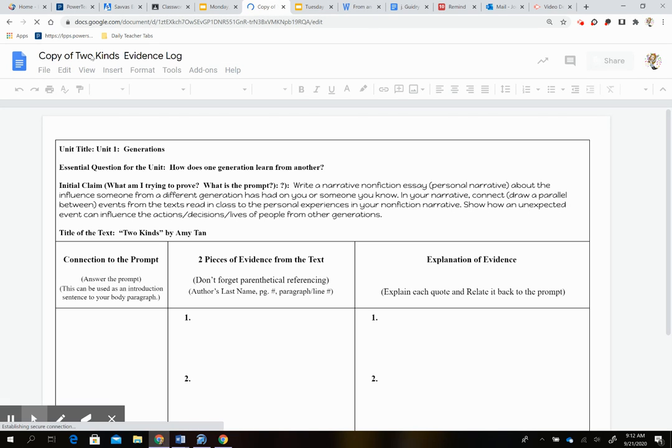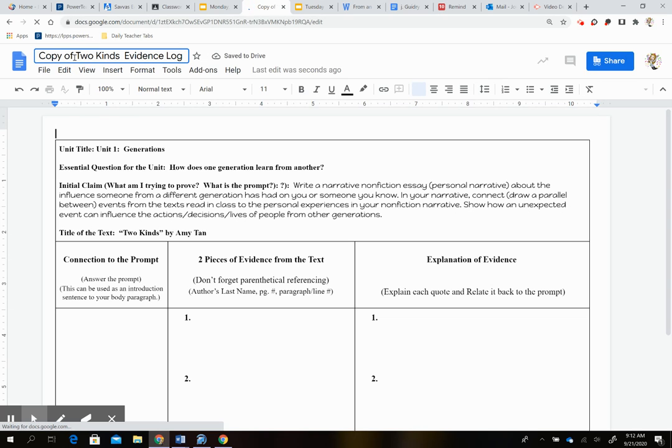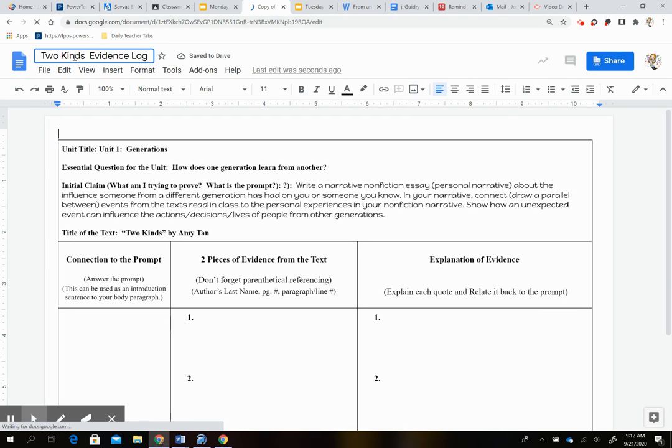First thing you're going to do is go up here, and where it says copy of, you're going to take out the copy of and replace it with your first initial and your last name, so that when you turn it in, it's up there. So first initial and last name.